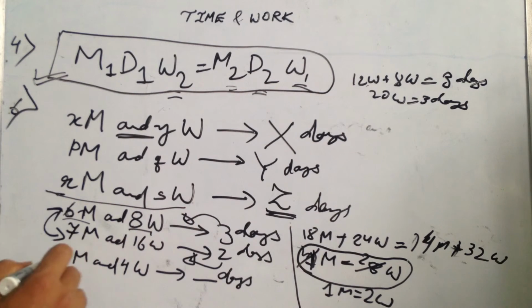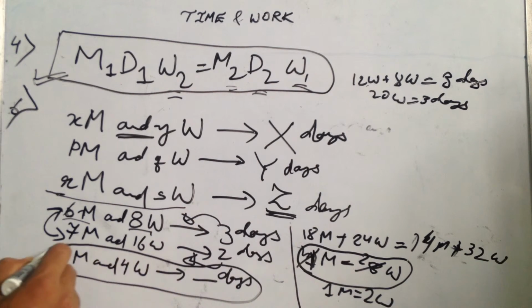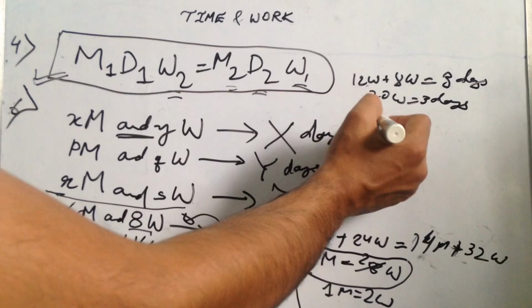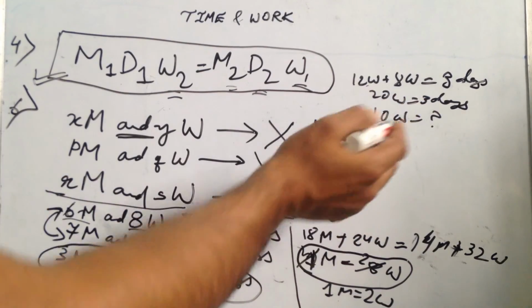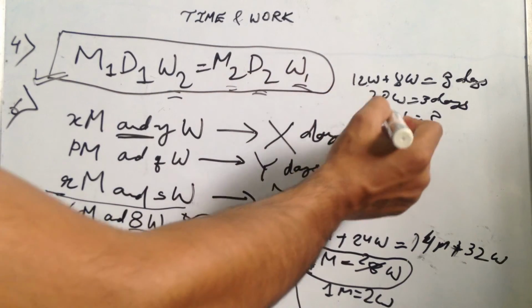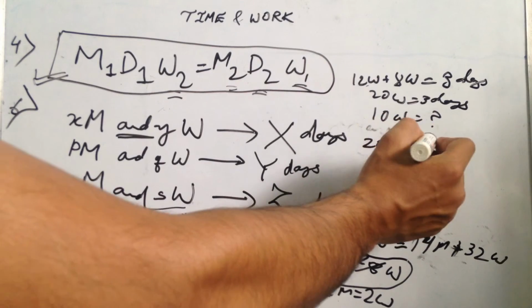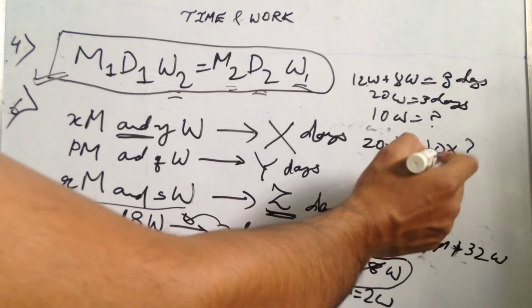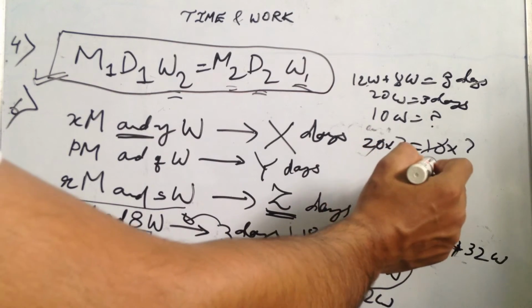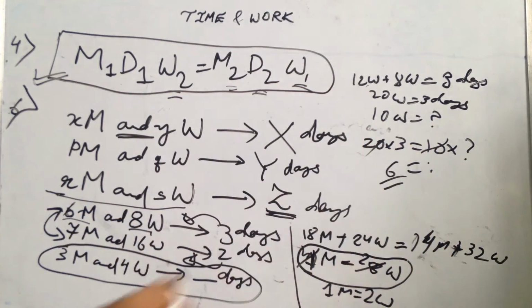For this question, we need to find this part. So how many men? 3 men converted to women. 1 man is equal to 2 women, so 3 men is equal to 6 women. 6 plus 4, 10 women. So we need to find for 10 women, how many days it will take. Just put this into this formula. 20 women take 3 days. So 10 women, how many days will they take? It's simple, 6 days. So the number of days is 6. This is the way you can easily find this type of problem.